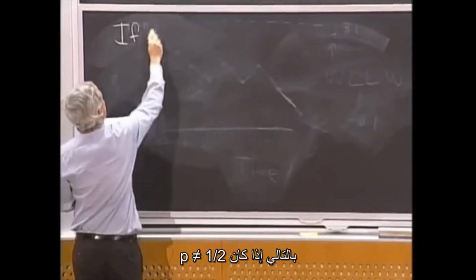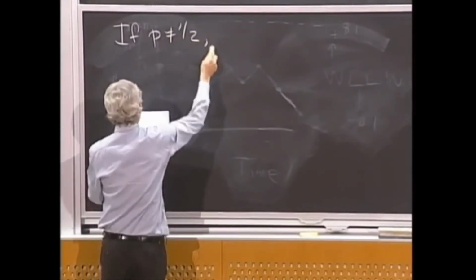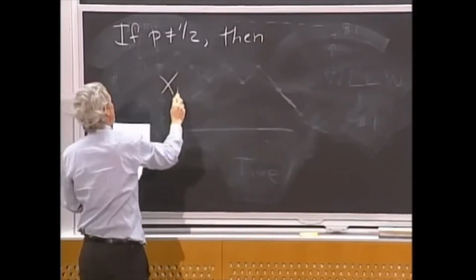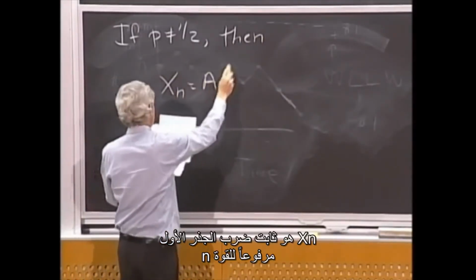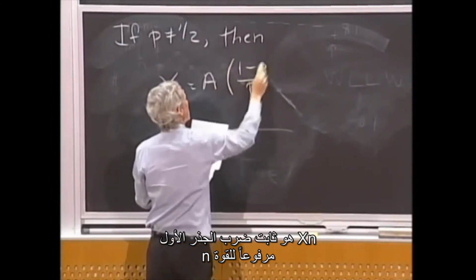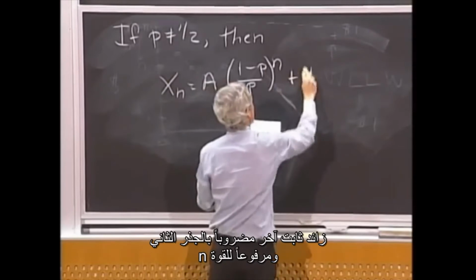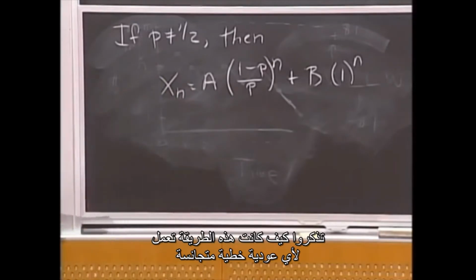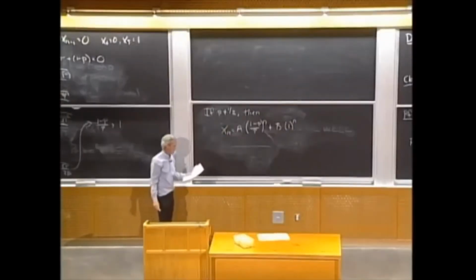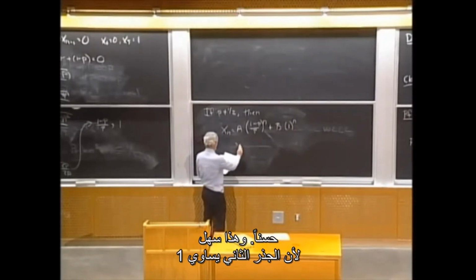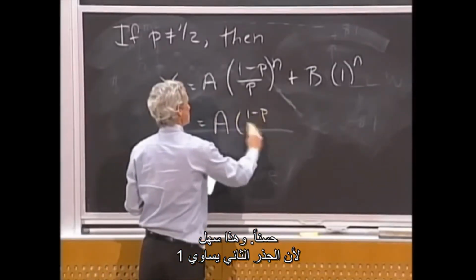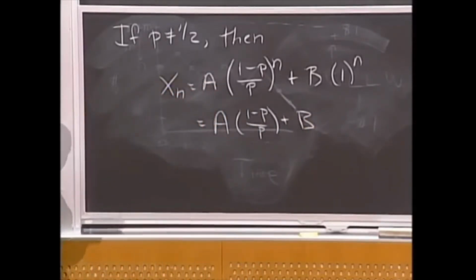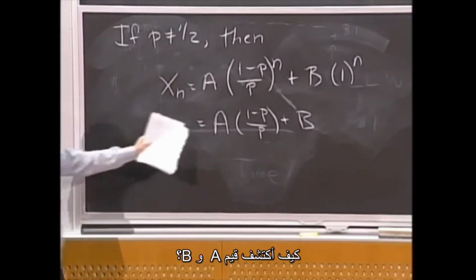All right, so if p is not 1/2, then we can solve for x_n. x_n is some constant a times the first root to the nth power plus a constant times the second root to the nth power. Remember, that's how it works for any linear homogeneous recurrence. Okay, and that's easy because the second root was 1. This is just plus b. 1 to the n is 1. How do I figure out what a and b are?